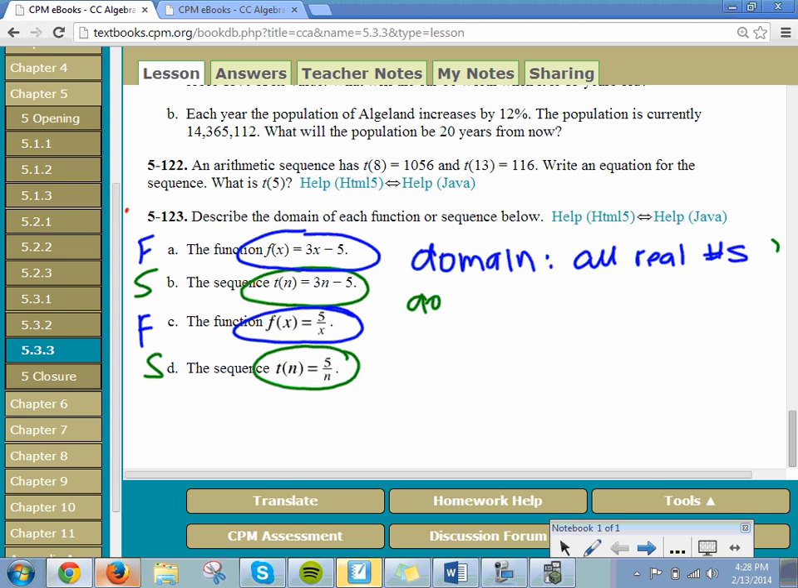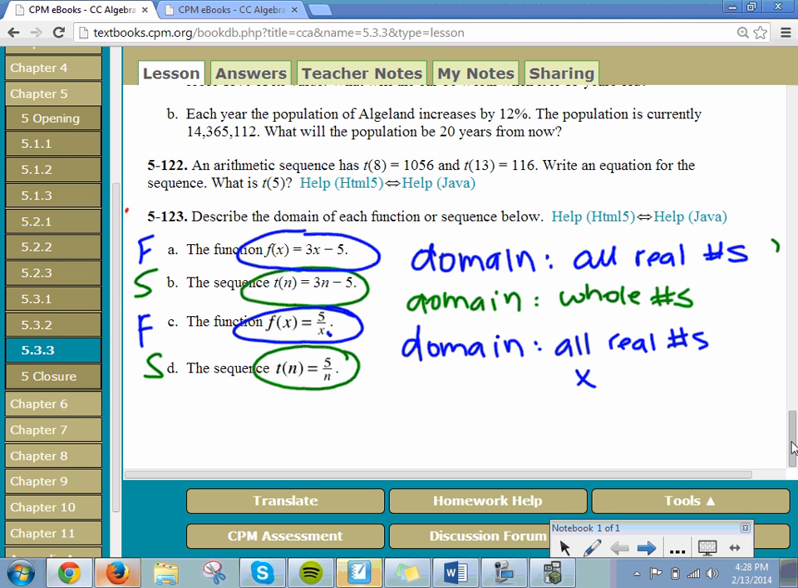In B, we have a sequence, and remember, with our sequences for a domain, it's going to be whole numbers, so we need to have whole numbers as a restriction. That means we can't have any negatives or decimals. Looking at that next function, there is one restriction that we have to follow, and we want to see if there's any value that we cannot plug in for x. And hopefully what you guys realize is that we can't divide by 0. So for this one, it's all real numbers, except x cannot be equal to 0.